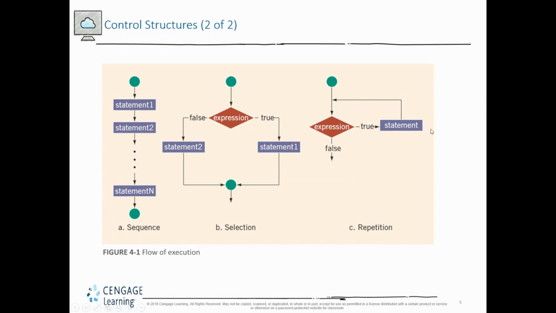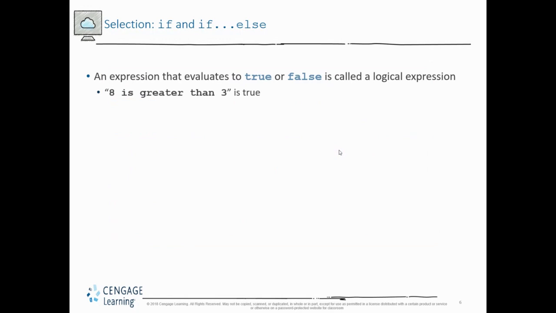If it's true, it stays in the loop, comes back up here, and goes to the same expression. Is this next value also greater than or equal to 18? And it'll go, go, go, go, go until at some point it's going to hit a false. And if it hits a false, then that's how it gets out of the loop. All right, so that's what's going on with control structures here. An expression that evaluates to true or false is called a logical expression.